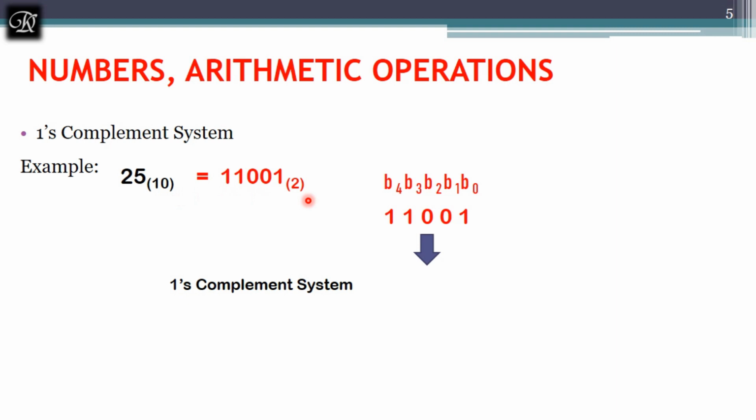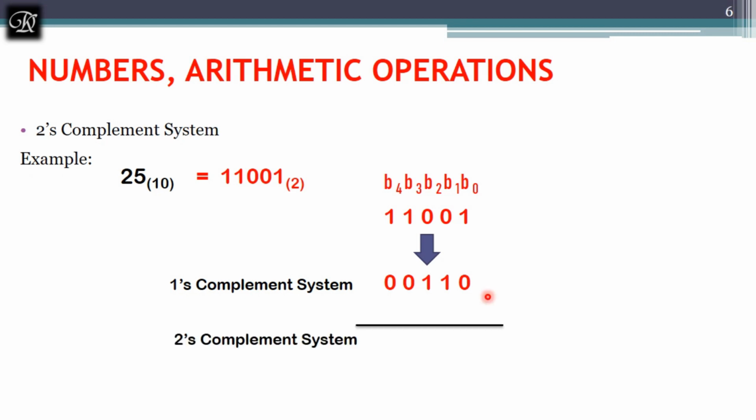This is the binary version of 25, which we have already seen, and ones complement means you have to write the inverse of each bit. If it is 1, I have to write 0 here. If it is 0, I have to write 1. Again 0, 1, 1 will become 0, 1 will become 0. This is the ones complement of 25.